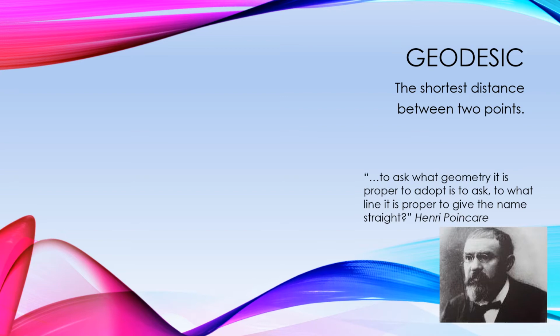But in order to do that, it would be helpful to know a few rules and definitions, such as what makes a line straight. As Poincaré said, to ask what geometry it is proper to adopt is to ask, to what line it is proper to give the name straight. A line is often said to be the shortest distance between 2 points. We will refer to these lines as geodesics.